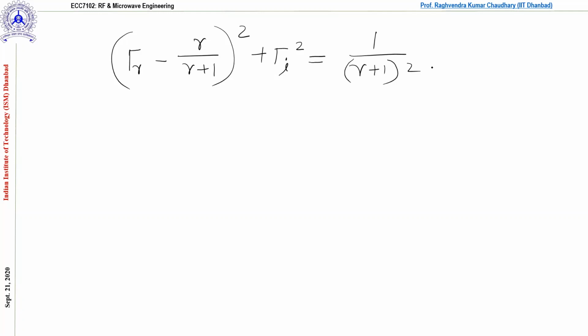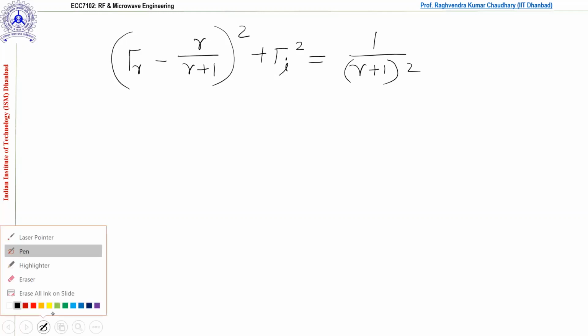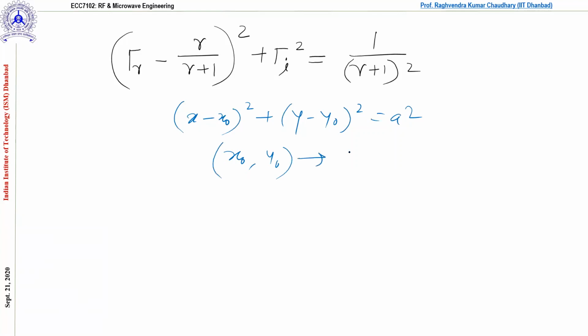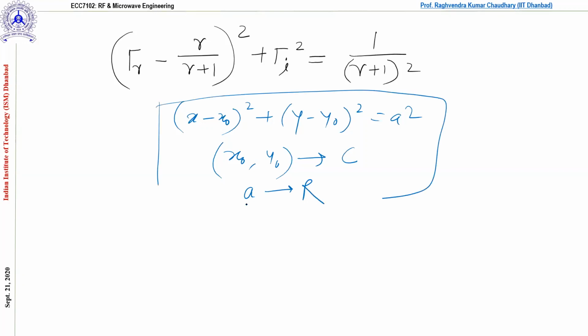Now the thing is, if I recall one of the equations correctly, (x minus x naught) whole square plus (y minus y naught) whole square is equal to a square. What is this? This is actually the equation of a circle with x naught, y naught as the center and a as the radius. Remember these things? We already have this fact, correct?